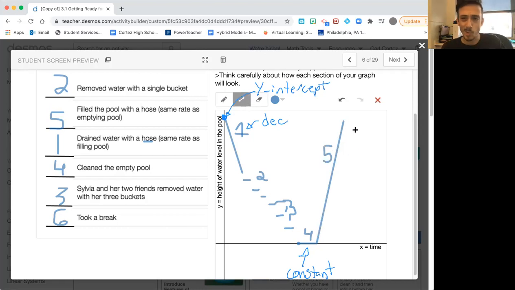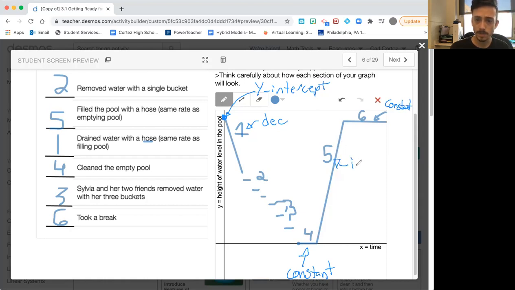Well, is any more water going to be added if we're done filling and we take a break? What do you think? Hopefully you're saying no. It's just going to flatline. So we have another increment here for 6 where it's constant. So at 6, this is constant. At 5, this is where it's increasing. Sorry, I'm getting lazy and writing in ink.